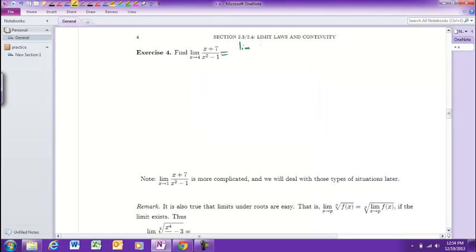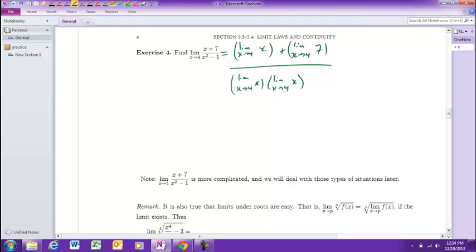Okay. If I wanted to do this the long way, the way I did it above, I would say, well, this is equal to the limit as x approaches 4 of x, of that first thing, plus the limit as x approaches 4 of 7, divided by the limit as x approaches 4 of x, times the limit as x approaches 4 of x again, because I've got an x squared, minus the limit as x approaches 4 of 1. Of course, this will just give me 4. That will just give me 7. This will give me a 4 times 4.